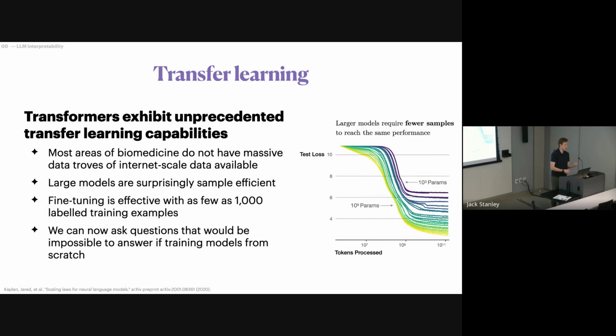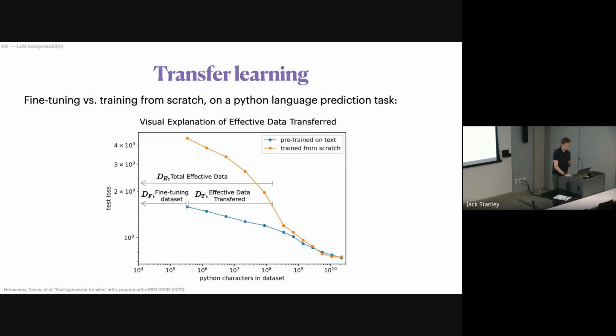This is especially important in biomedicine because in most cases we just don't have the large data troves, like the internet-scale data in other disciplines of machine learning, to train our models on. We've seen empirically that fine-tuning is effective with as few as 1,000 labeled training examples. And this enables us to ask questions that would have been impossible to answer previously if we had to train models from scratch. So this is, I think, a very illustrative example.